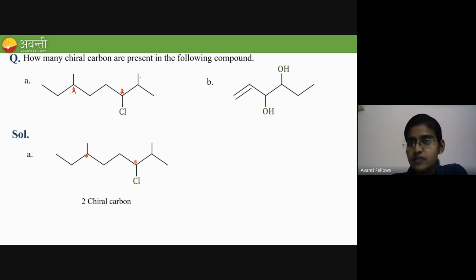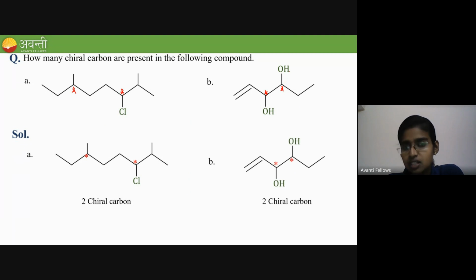And in the second compound, how many chiral centers are there? This is one chiral center and this is your other chiral center. You can check with the number of groups. Yes, Sanjana Sri, it is 2. The answer is 2. You can check it with the groups present around it. If you have 4 different groups around a carbon, then it is called a chiral center or chiral carbon. So all the compounds here on the screen are optically active.